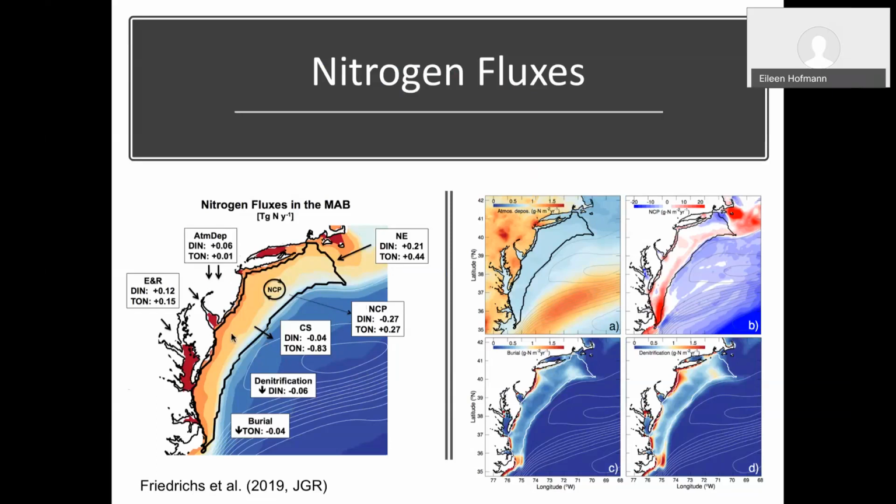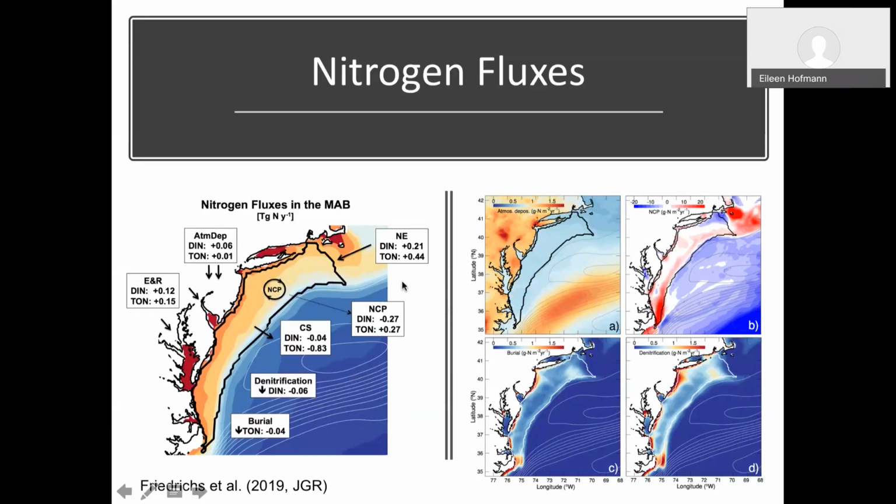And I should also point out here that the net community production, which is the net of all of the biological and biogeochemical processes on the shelf, is also estimated. All right, so this gives us now an idea of what's important and what processes we might want to look at in order to refine this budget.